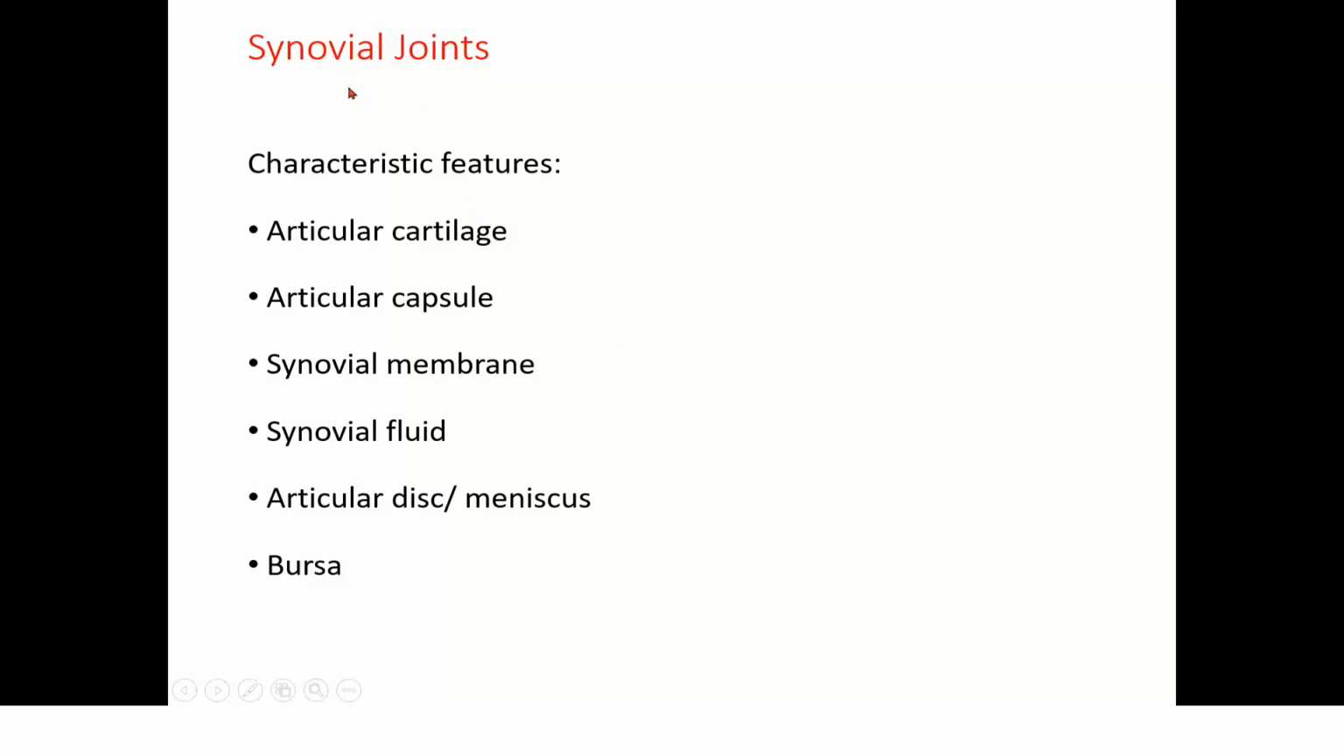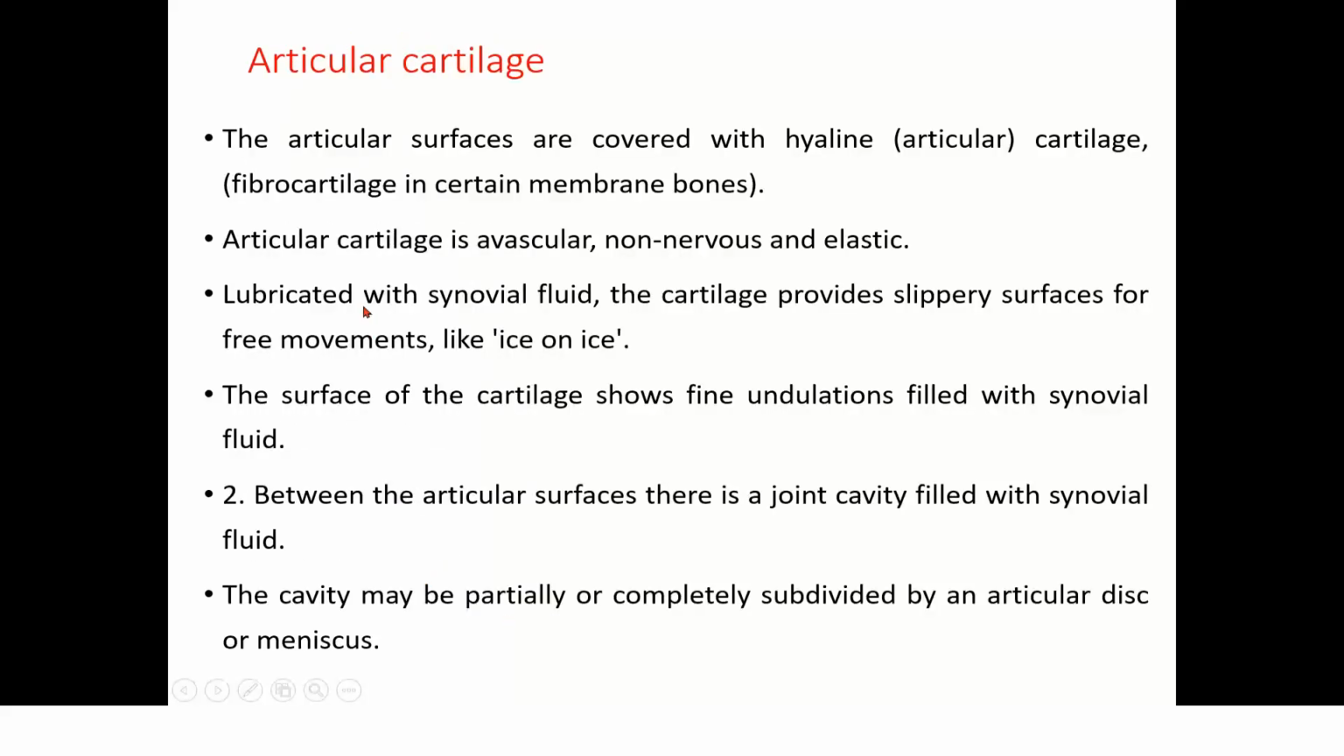Then synovial joints. The synovial joints are the joints which have a joint cavity. The characteristic features of synovial joints are the presence of an articular cartilage, articular capsule, synovial membrane, and synovial fluid which is secreted by the synovial membrane. An articular disc or meniscus divides the joint cavity into multiple compartments, and bursae are the synovial sacs lying between muscle and bone or tendon and bone to reduce the friction. Let us see here the features of articular cartilage.